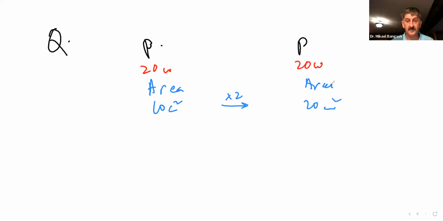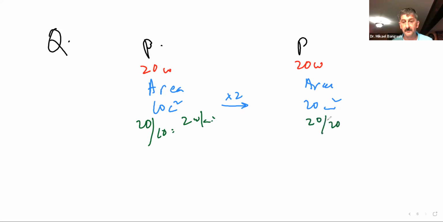So what is our intensity here? It's the power divided by the area, which becomes 20 divided by 10, just 2 watts per centimeter squared. Whereas when we calculate with the doubled area, the intensity is 20 divided by 20, which is 1 watt per centimeter squared. So just because we doubled the area, the intensity is halved.